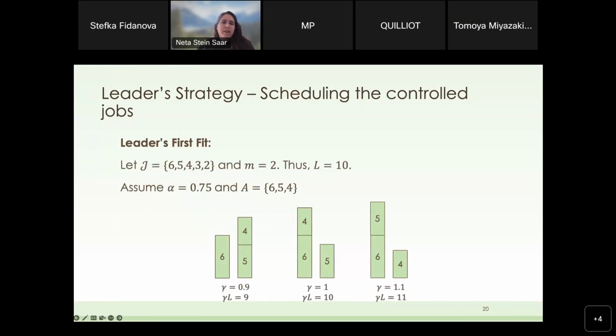For example, we have here this set of jobs with a total load of 20. We have 2 machines. So our L, the bound on the optimal schedule, is 10. We have alpha of 0.75, and the group of control jobs is 6, 5, and 4. So for gamma equal 0.9, the leader will consider adding the first job to the machine and it will add it. The second one can't fit gamma L, which is 9, so it will put it in the second machine. And the next one can't fit 9 either, so it will schedule it on the next machine also. Same for the other gamma values.